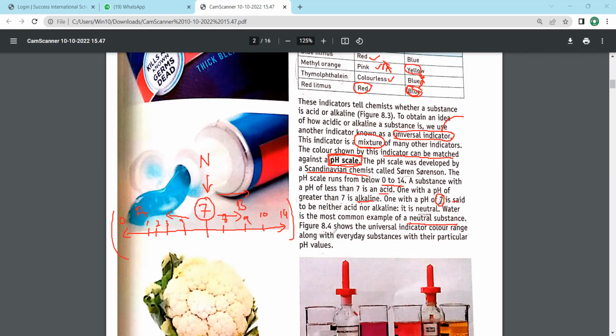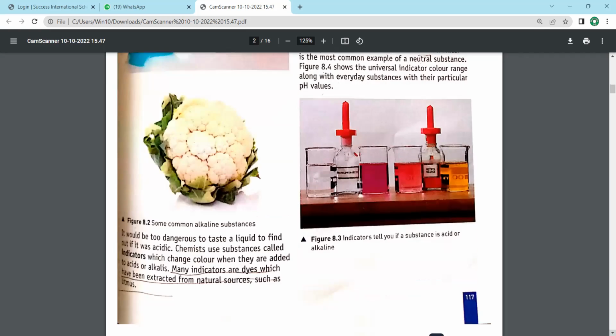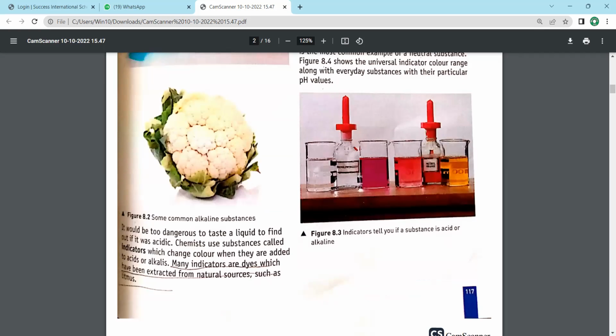Now figure 8.4 shows the universal indicator color range along with everyday substances with their particular pH values. For the things you use daily, it tells you their pH, and you can easily find the color range. It would be too dangerous to taste a liquid to find out if it was acidic. You can't take a risk to taste a liquid. In the lab you don't say, I want to check the chemical and taste it. No, never ever. Don't even touch.